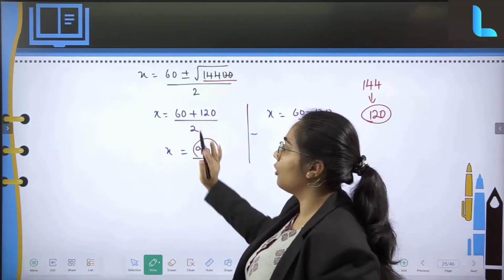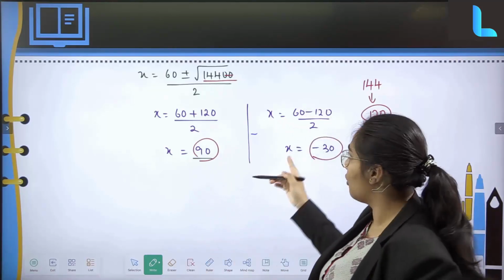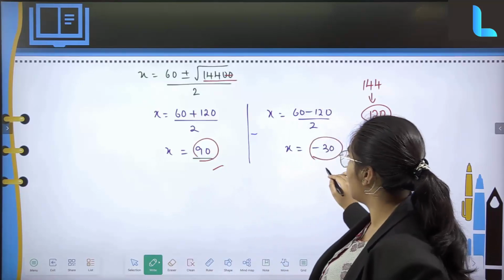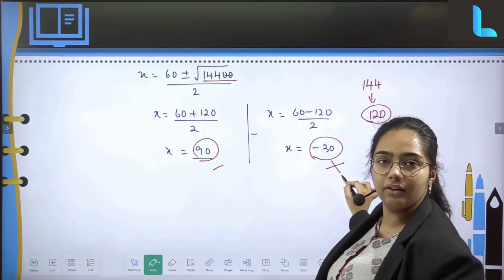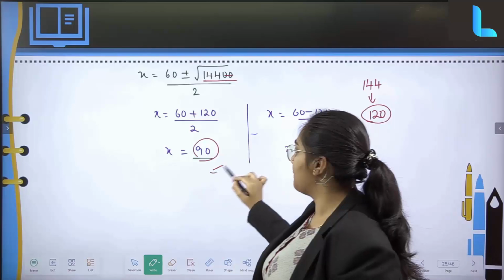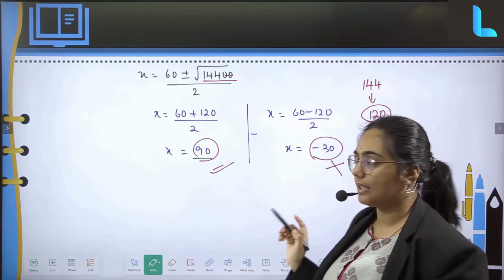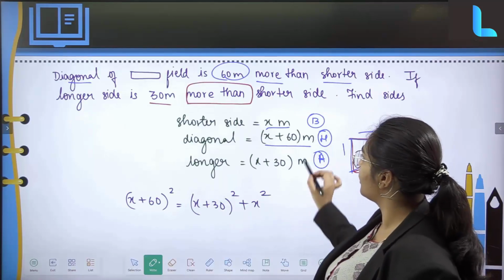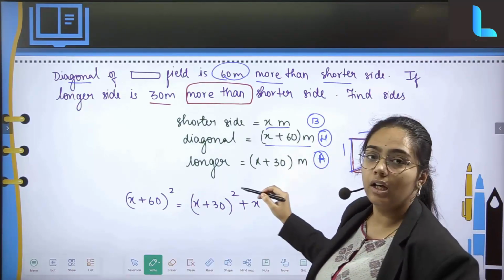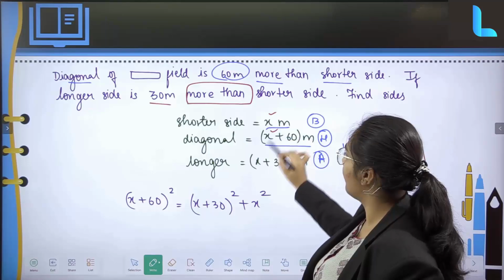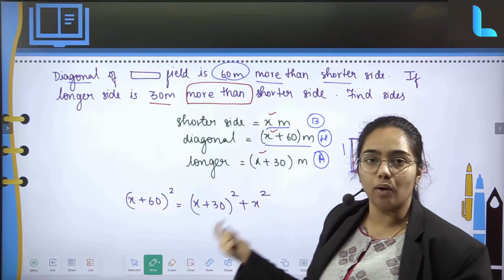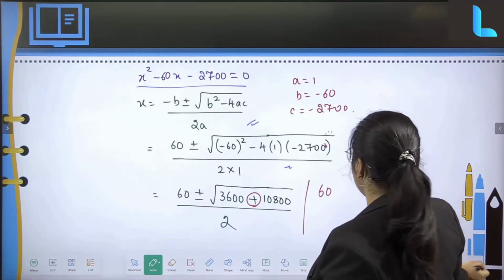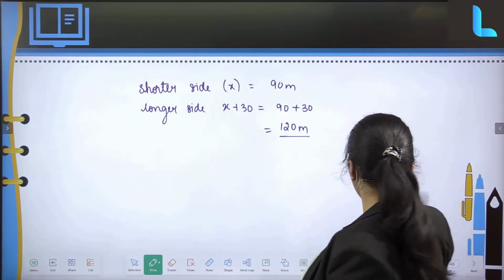So now it is either going to be 60 plus 120 or 60 minus 120, divided by 2. So when I solve for it, I'll get two numbers, one which is negative, which we cannot consider, and the positive number is what we need to consider. Clear? So once you have got the value of x over here, you just have to substitute. Whatever value of x you have got, substitute and write shorter side, diagonal side and longer side. Right. Next question.